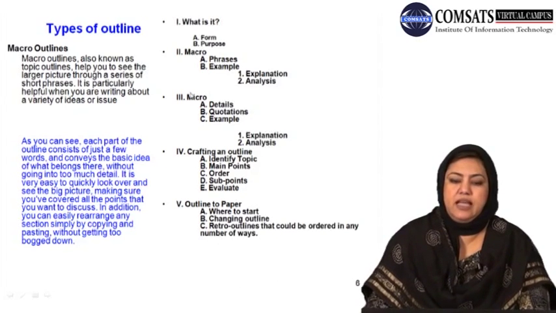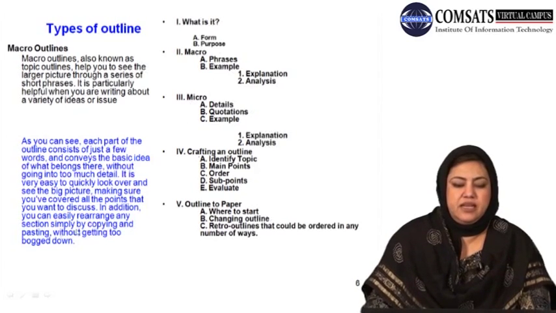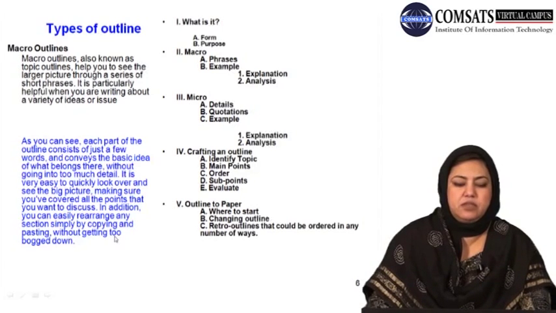This kind of outline helps you stay on track when you are writing, because you can quickly look at it and identify how much of it you have covered or how much of it is left. In addition, you can easily rearrange any section simply by copying and pasting without getting too bogged down. आप कहीं पर भी arrow लगा के, if you are doing it manually, or just by changing the main numbering, you can change the place of any of the sections.